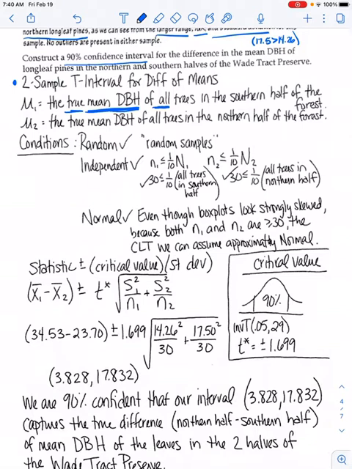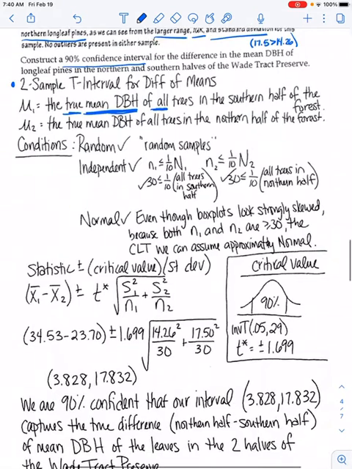Normal. Now check this out. Even though the box plots look strongly skewed, and you don't even have to use the word strongly there, you could just say that they look skewed, because both n1 and n2 are greater than 30, the CLT applies, and we can assume that they are normal. Now, you don't have to write all of that, but you do need to state that the CLT does apply. But what you are addressing is that you see that the box plots are skewed. However, the CLT applies.